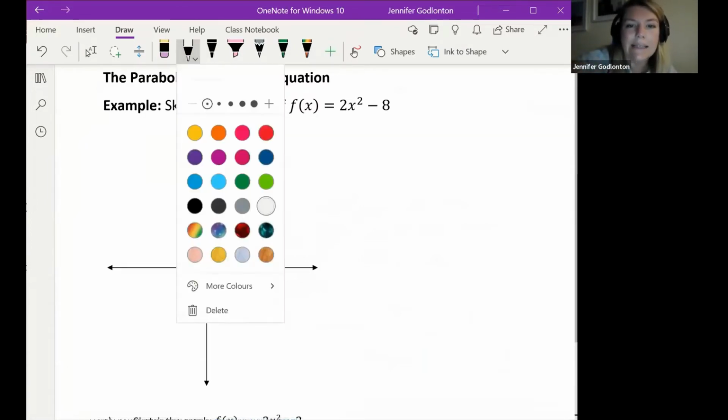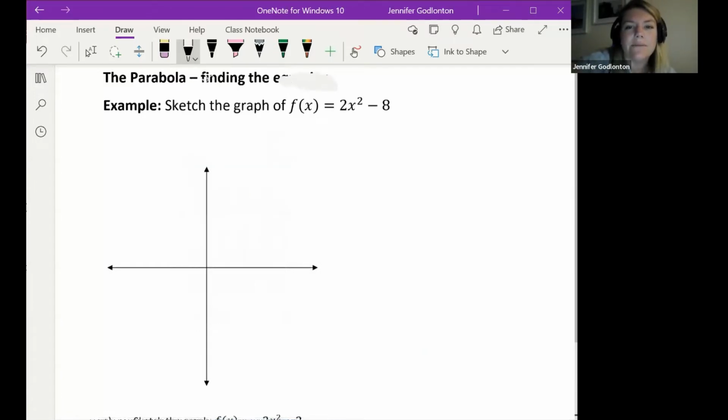It's filled with lies. It's drawing the graph. Let's just take that lie away. There we go. Okay.